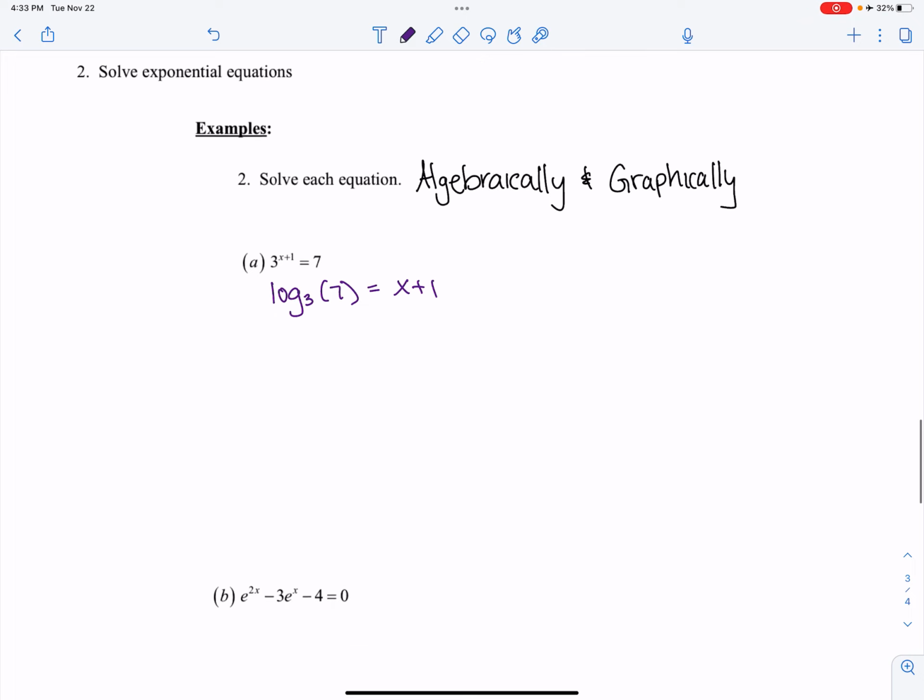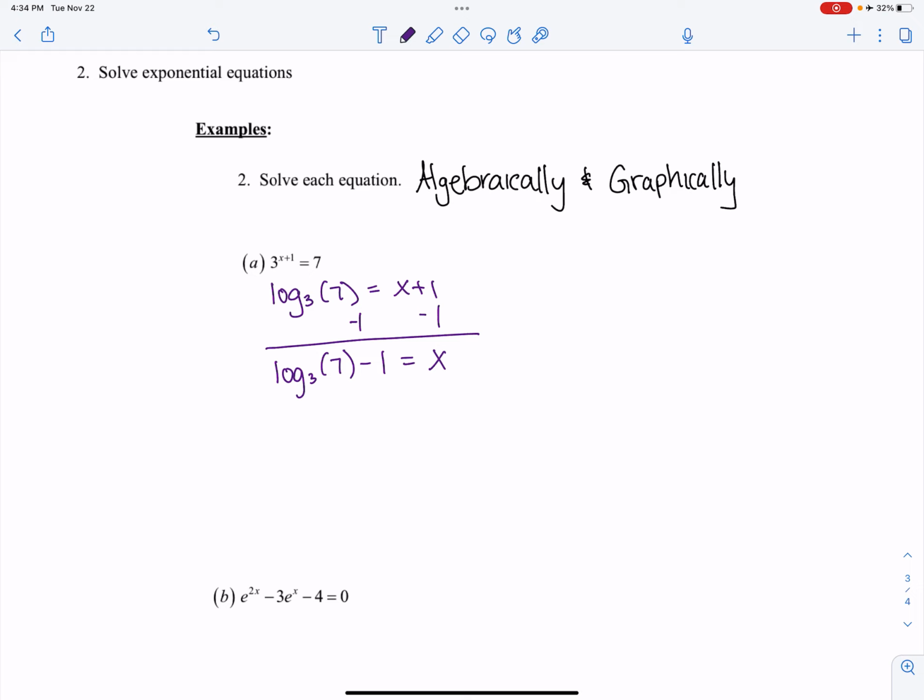You're probably thinking, why would I want to go back to logarithmic form? Well, for one reason, this part right here is just a number. We don't have a variable in it anymore. So we can throw that in a calculator and get a number out. And that's good news for us, because on this other side, we just have x plus 1. So let's get x by itself. So we have log base 3 of 7 minus 1 is what x equals.